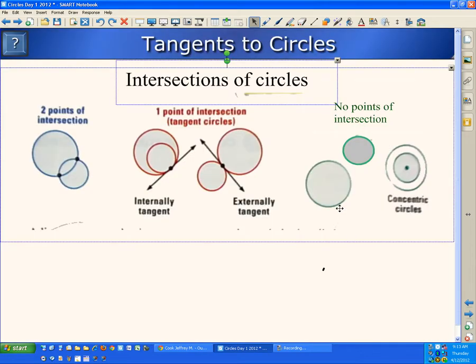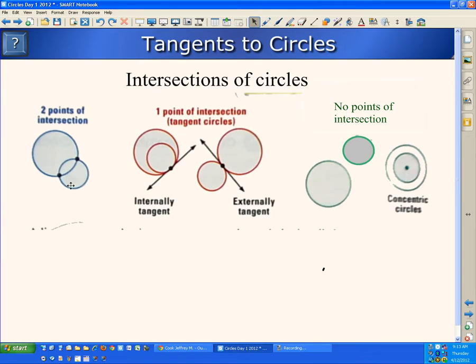On the next page, we're talking about the intersections of circles. Two circles can intersect at 2 points, just like you see here. Make sure you get these down. It can intersect at 1 point where you have circles tangent to circles. If you have a circle inside a circle, then you have internally tangent, where there's just 1 point of tangency. And then you can have externally tangent, where you have a line going through. The circles are on both sides of the tangent line, and there's still 1 point, so that's externally tangent. And then there's no points of intersection.